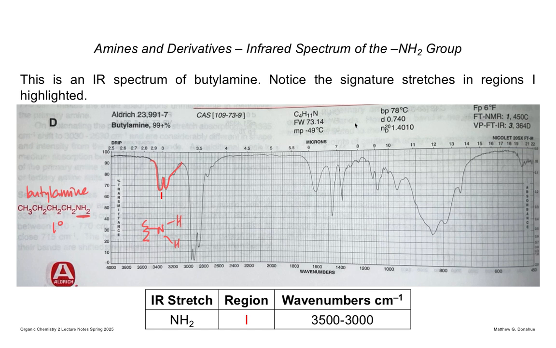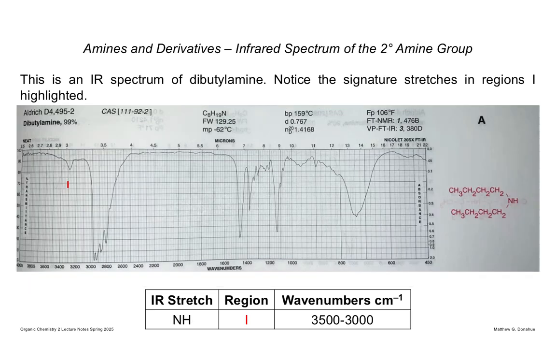And if we extend that logic going from primary to secondary, we're removing one hydrogen, so it shouldn't have that double dip. And you see it's even less now. So now we have dibutylamine. This only has the one NH, and that's this little baby blip there.